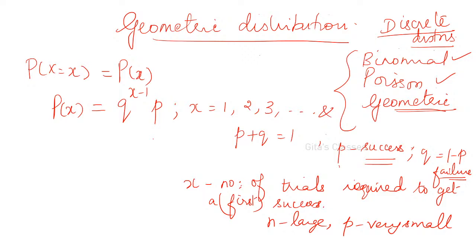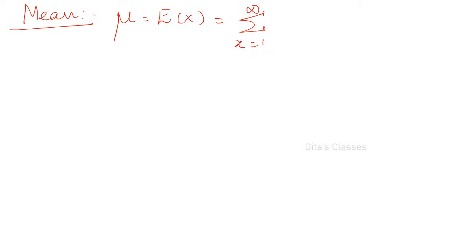Okay, so now let us go for finding the mean and variance. These derivations are very, very important. Find the mean and variance of either binomial or Poisson or geometric, you can expect this definitely. So let us find out the mean of geometric distribution. Always remember mu is equal to E of x. Because it is discrete, we write sigma x varies from 1 to infinity.